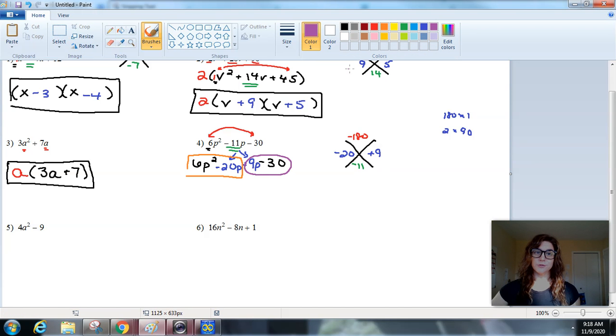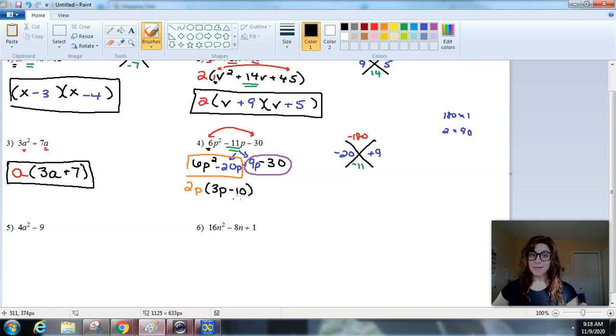Okay, so looking at the first two, 6p squared and a negative 20p, they definitely both have a p. And 6 and 20 are both divisible by 2. So I'm going to take a 2p out. When I do that, 6 divided by 2 is 3. P squared, take one of the p's away, is just p. Negative 20 divided by 2 is a negative 10, and the p went away.